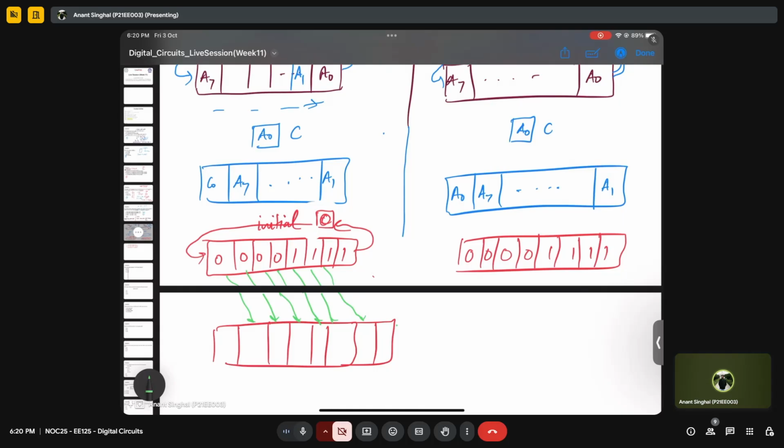Okay, maybe have 1, 2, 3, 6. Yeah, so we'll have 0, 0, 0, 0, 1, 1, 1, and the carry flag will come out here because this is how our RAR operation works.